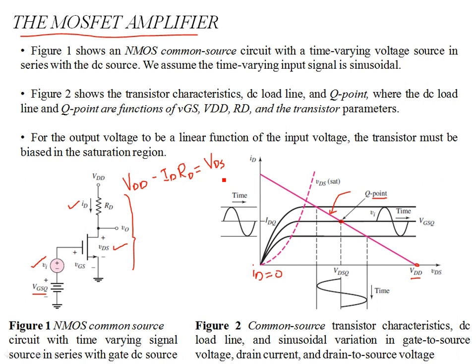Then the other point is where VDS is zero. VDS equal to zero implies a point where ID is VDD by RD. Now once you have these two points, you just connect them to form a straight line. Then for a given VGSQ, which is the quiescent point at which you will have the Q point, for example, this is the VGSQ supply, the DC supply at the gate.